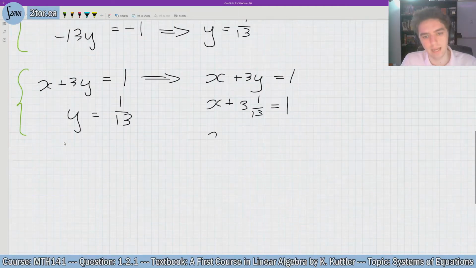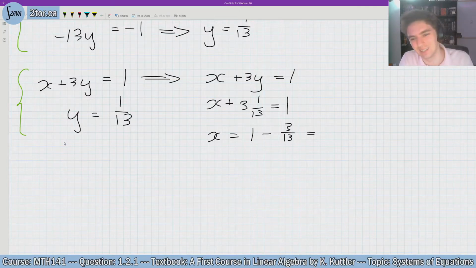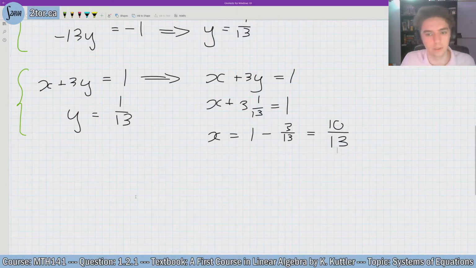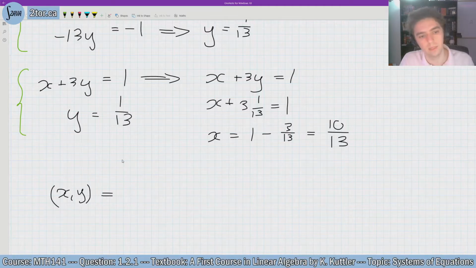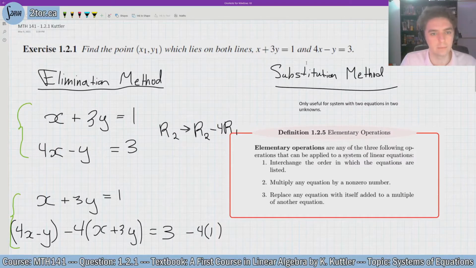And so finally, x is going to equal 1 minus 3/13. Let's take a look at what our calculator gives us. We could do it in fractions, but let's just check. 1 minus 3/13 is 10/13. That makes sense. And there we go. That's our solution. If I write it out nicely here, our solution (x, y) to the system is 10/13, 1/13. And that's the point that lies on both lines here.